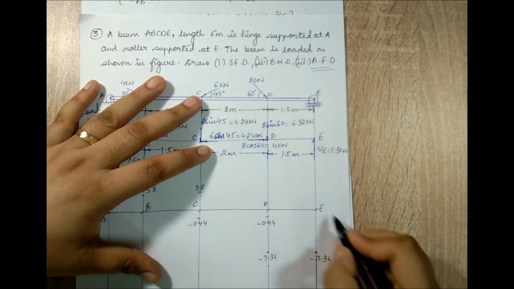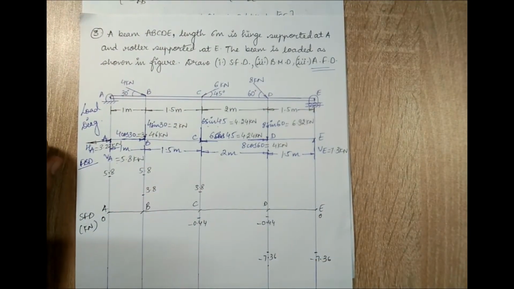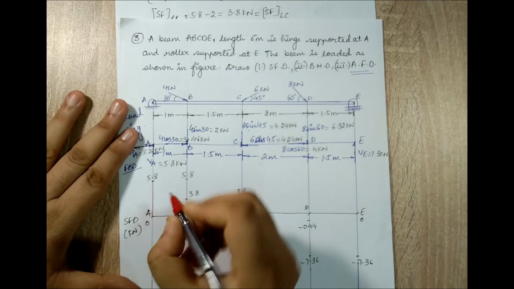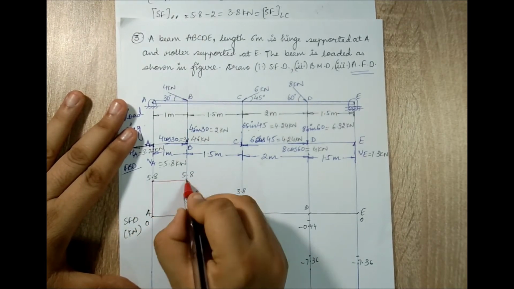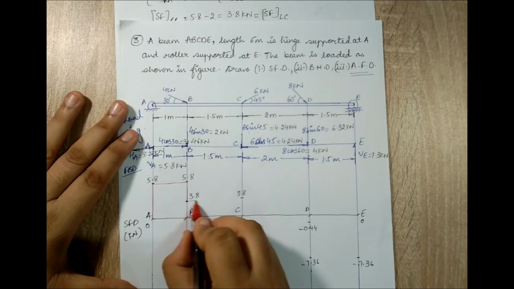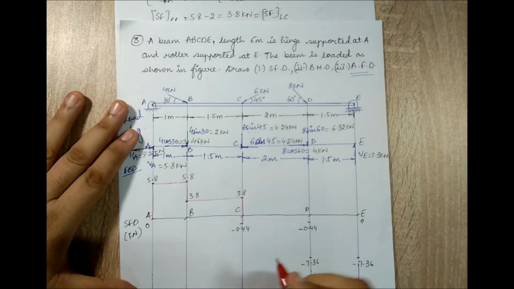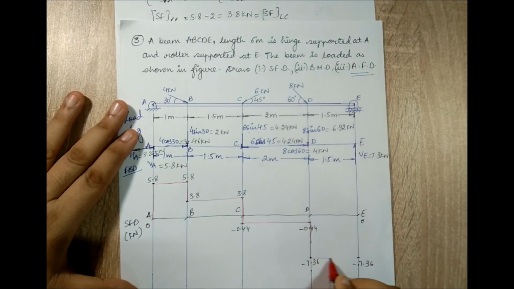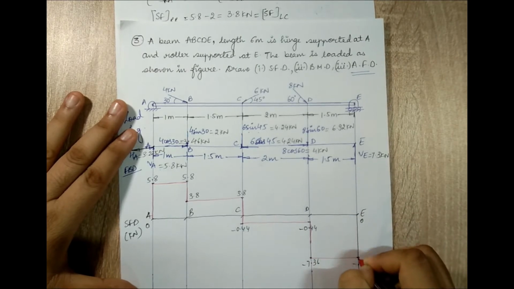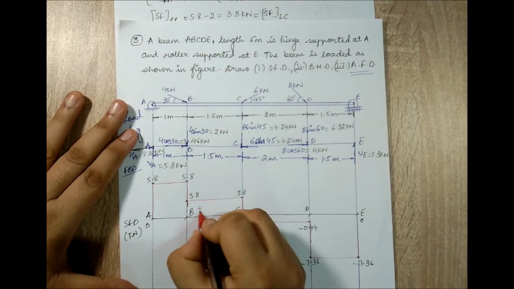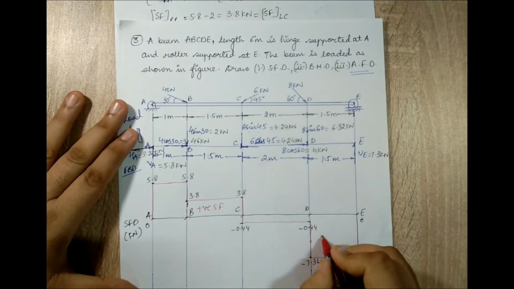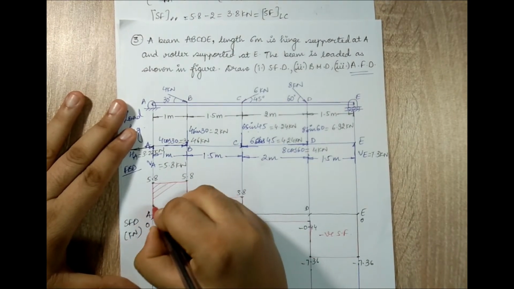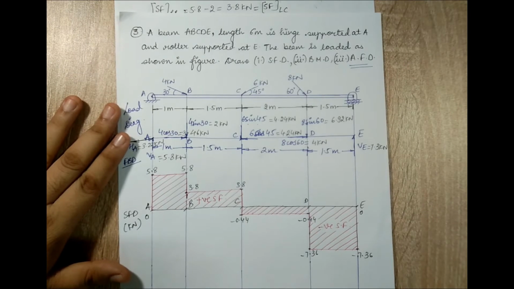So here is my value. Now I'll join these points. I'll start with left of A, right of A, then I'll join left of B and right of B, then I'll go to left of C, right of C, left of D, right of D, it falls down, then it goes to left of E and right of E. Now the values above will be positive shear force and values below will be negative shear force. So I'll just draw the hatching line now. So this is my shear force diagram.